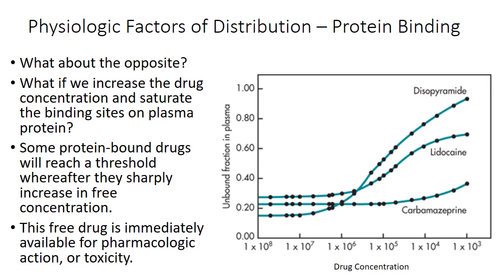If we increase the drug concentration too high, by opposite I don't mean lowering the protein, but going the opposite direction with the ratio. So if the drug concentration is much higher than normal, we saturate the binding sites on the plasma protein, what might happen? Okay, and for some drugs this is easier to do than other drugs.